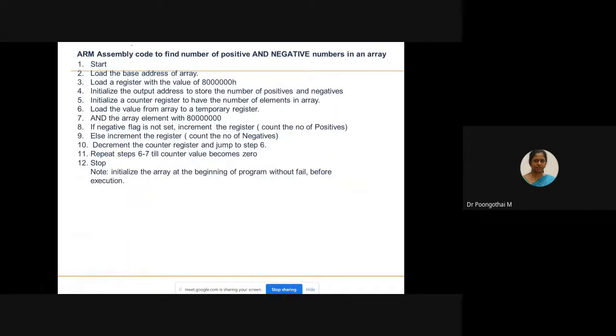So this is your next program. Write an assembly code to find the number of positive and negative numbers in an array. Just read out the algorithm given in this slide and tell me what is the procedure to identify whether the given number is negative or positive.